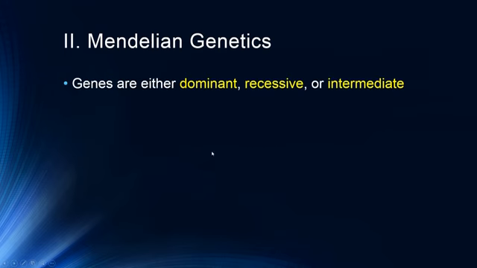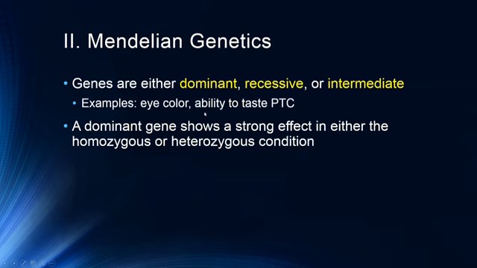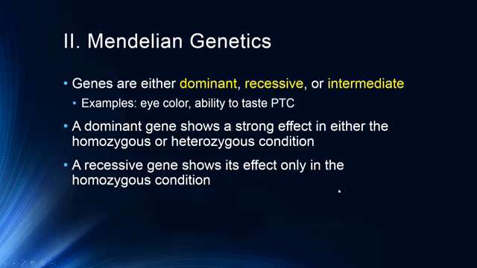As we talked a little bit already, genes are either dominant, recessive, or they can be intermediate. So things like eye color, a dominant gene shows a strong effect in either the homozygous or heterozygous condition, and again we saw that when we looked at those Mendelian charts. And a recessive gene shows its effect only in the homozygous condition. So we've talked about this a little bit already when we looked at both the peas and the eye color charts, but this specifically outlines exactly the conditions under which you get a recessive gene expression: only in that homozygous condition, and in a heterozygous condition the dominant gene will always be expressed.